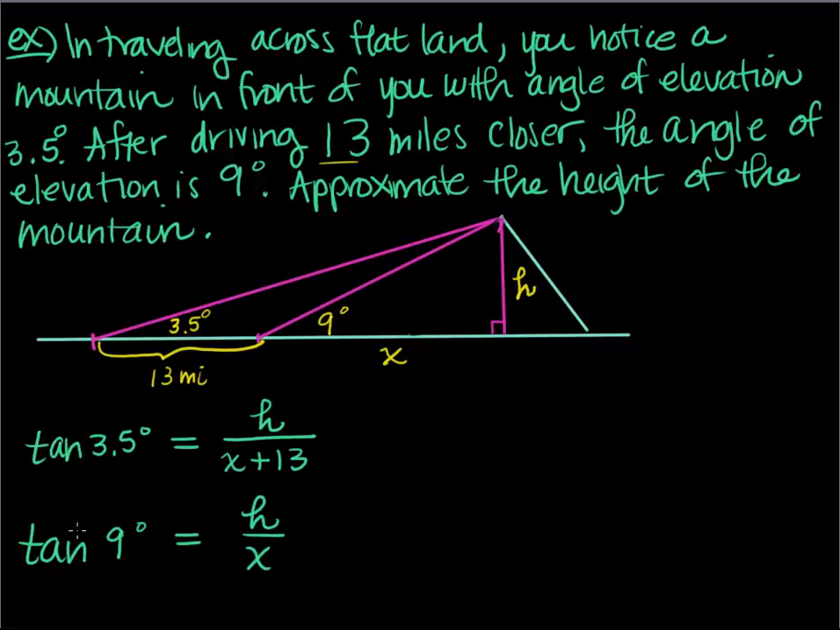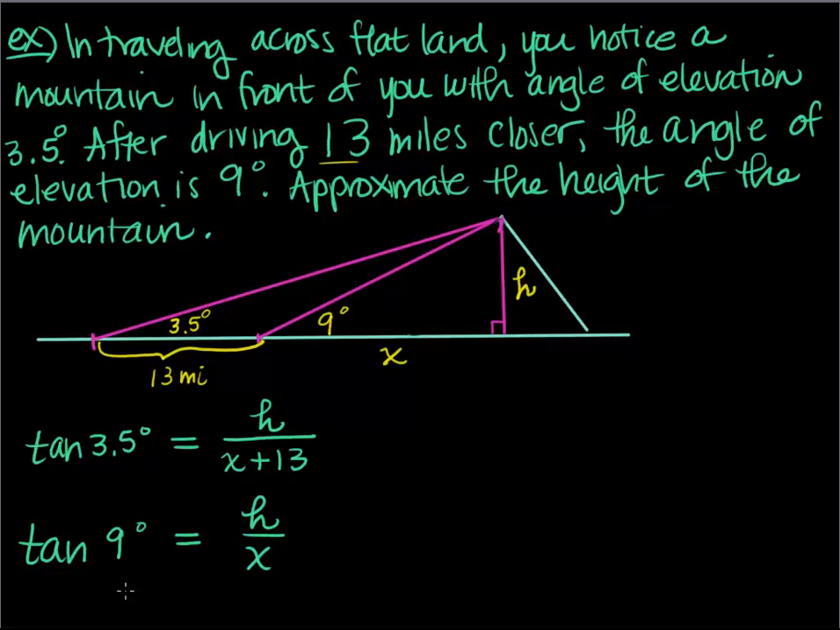So notice what we have. Tangent of 3.5 and tangent of 9, those are just numbers. So really, just like what we did in 1400, I have two equations with two unknowns. So I can solve for one of the unknowns. I think the easiest way is to solve this equation right here for H and then plug that value in here. Then we'll actually end up getting X, but that's fine. We can come back and get H somehow.